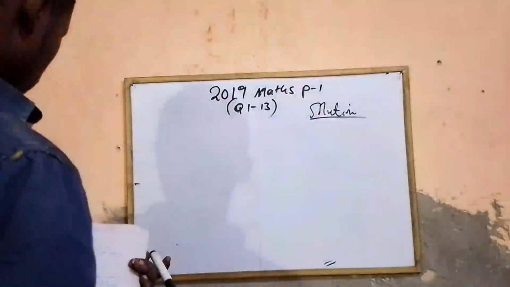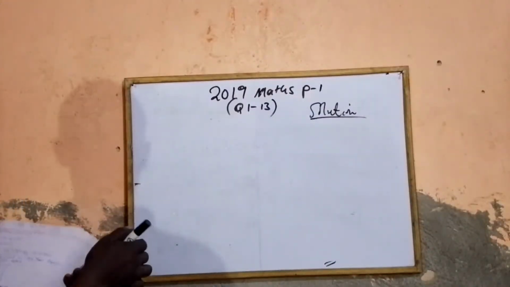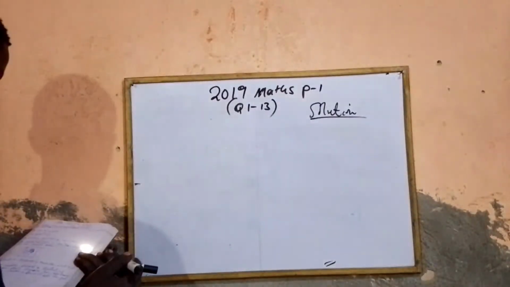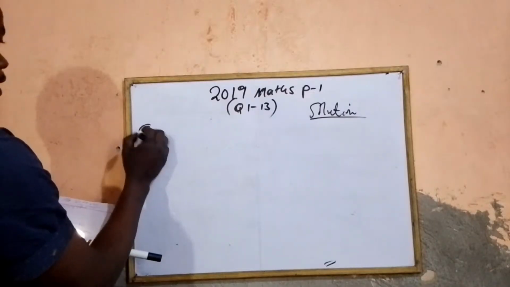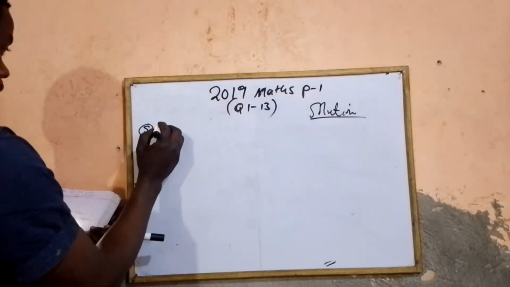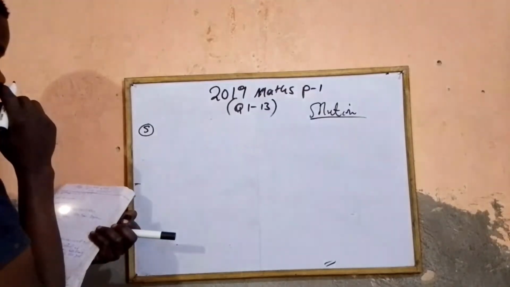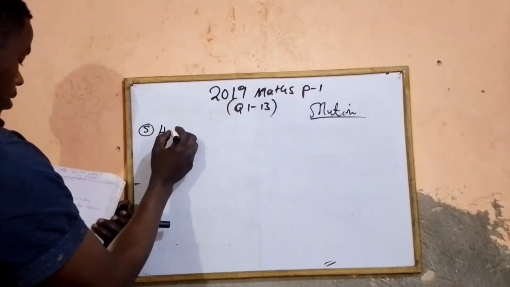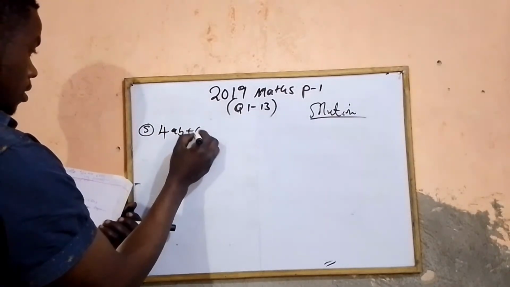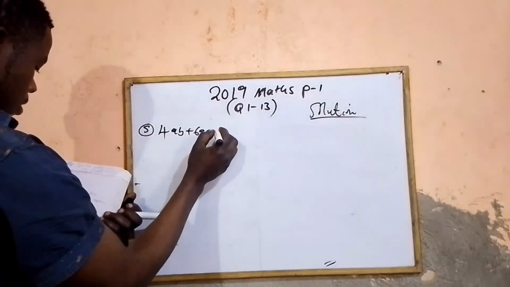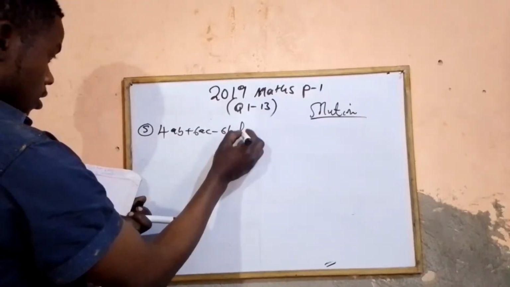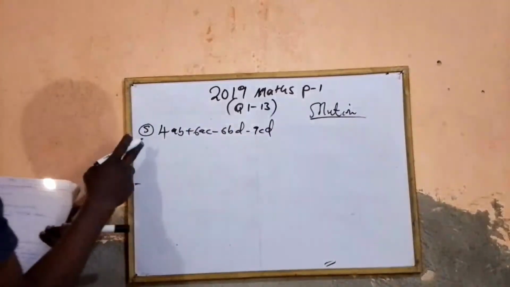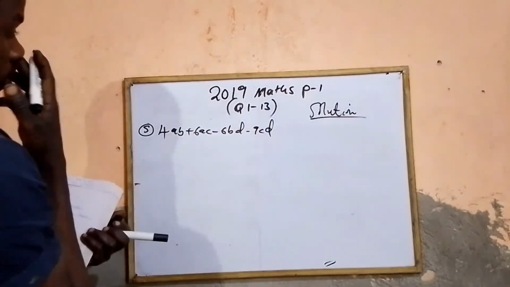So now question 5, we are told to factorize completely. So I'm not going to write the whole instruction, I'll just write these values, which is 4ab plus 6ac minus 6bd then minus 9cd. So we are trying to factorize this expression completely.